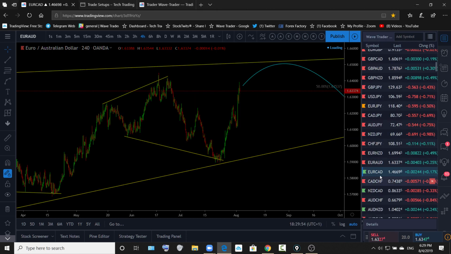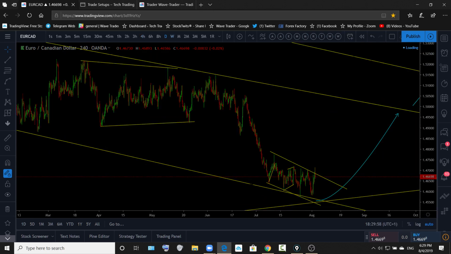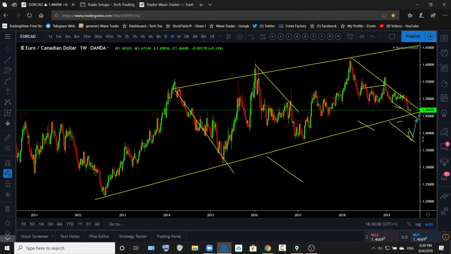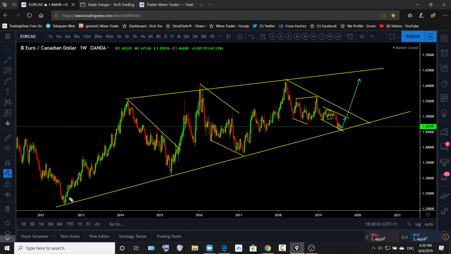All right, so EuroCAD. EuroCAD went up from the bottom. Let's look at the bigger weekly chart. Okay, so we are still within that channel, within that wedge. You guys can see that. We got the move, and we are having a correction.